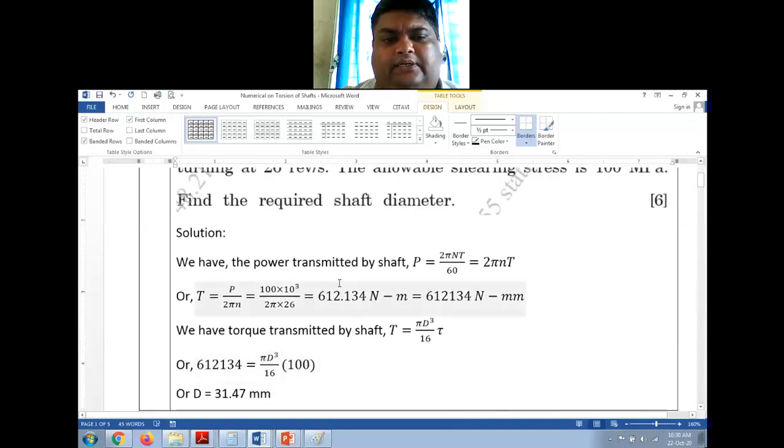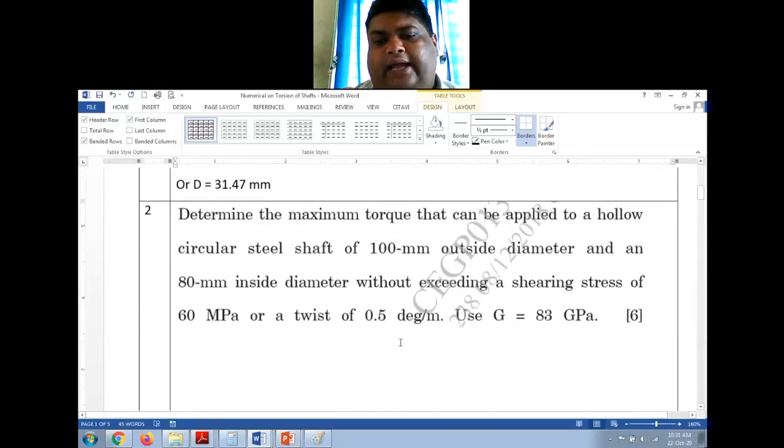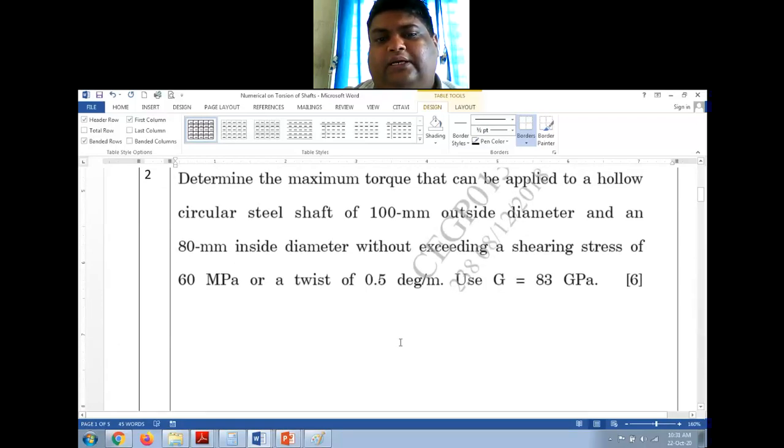See, this equation, right? The torque, basically what you get from this equation, is called the strength of shaft, or the torque transmitted based on the strength of the shaft. Now, when the rigidity is considered, or when the angle of twist is considered, then it is called the shaft design or strength of shaft based on rigidity. So this question is based on both of this.